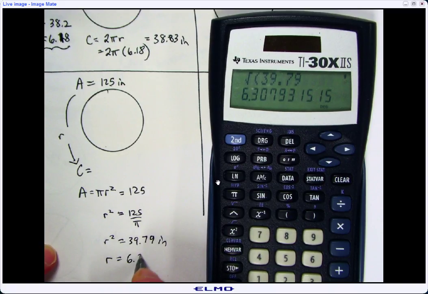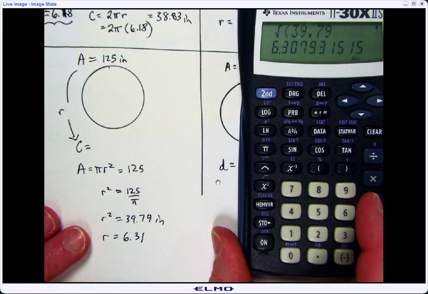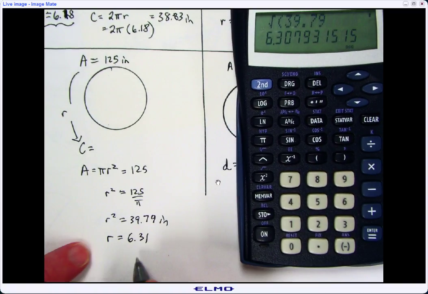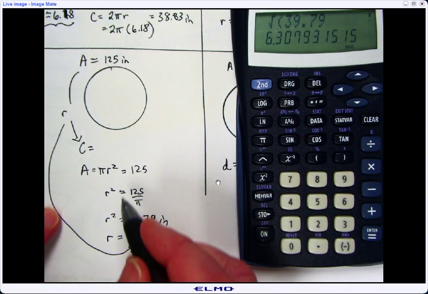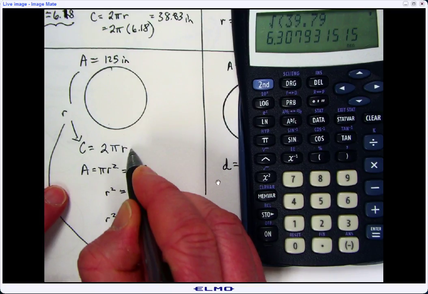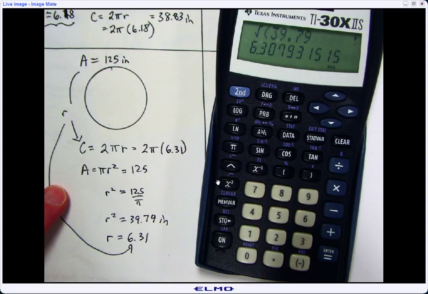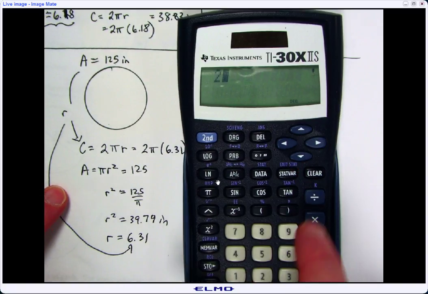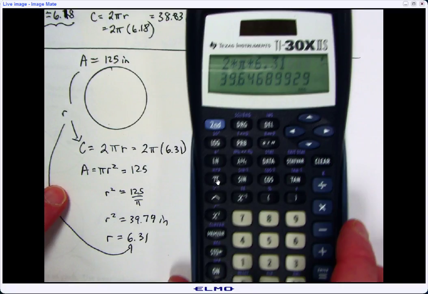Make sure you understand what the problem is asking for. So the problem says find the circumference. So we just did our bypass route. We got 6.31. To find the circumference, circumference equals 2 pi r. So 2 times pi times 6.31, 39.65.